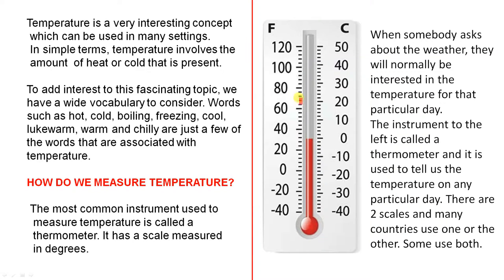Here is an example of a simple thermometer. It has two scales, the Fahrenheit scale and the centigrade or Celsius scale. When somebody asks about the weather, they will normally be interested in the temperature for that particular day. The instrument to the left is called a thermometer, and it is used to tell us the temperature on any particular day. There are two scales, and many countries use one or the other. Some use both.